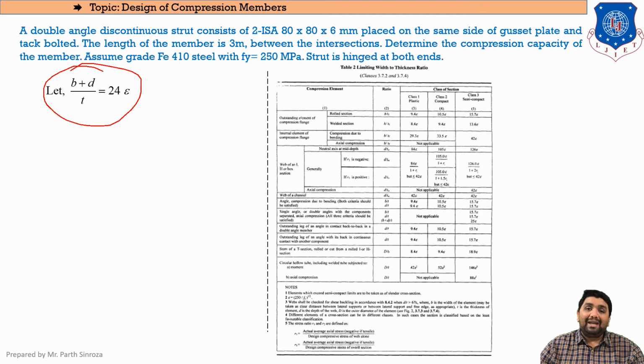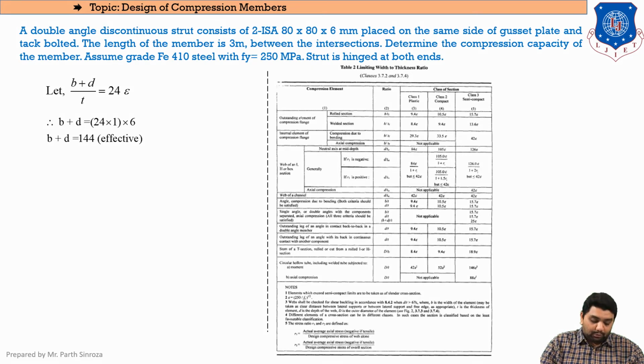We need to assume any value that is less than or equal to 25. You can still opt for 25, but it will be on the horizon whether it will be satisfied or it won't be satisfied. So we will be using one value less, that is 24. So whenever the ratio fails, we will always be using the ratio to be equal to 24 epsilon. Clear?